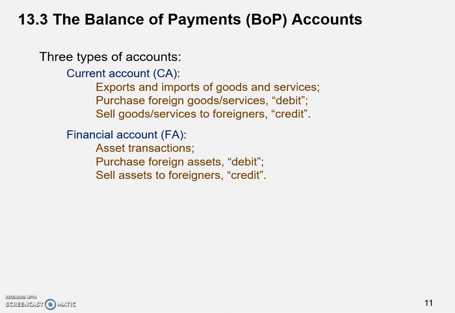The second type of account is a financial account, FA, which reflects all asset transactions. Here again, when we purchase foreign assets, it will be recorded as a debit under financial account. Once again, this means the money flows out to make a payment. And when we sell domestic assets to foreigners, money flows in, so it will be a credit under financial account.